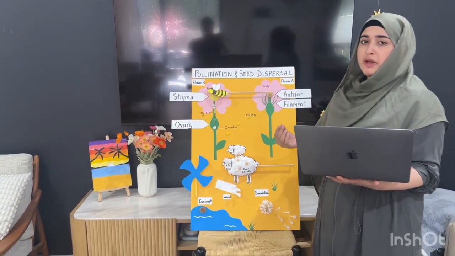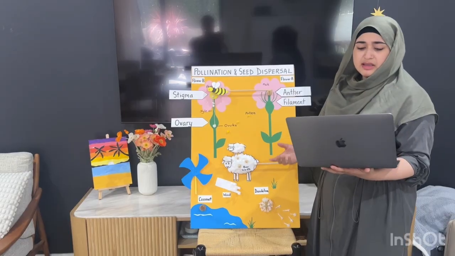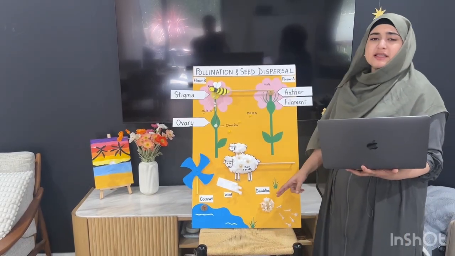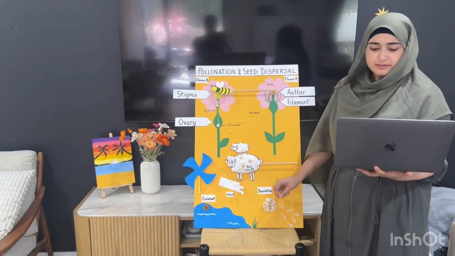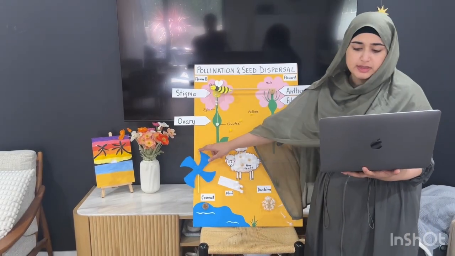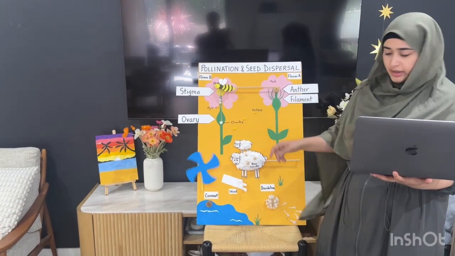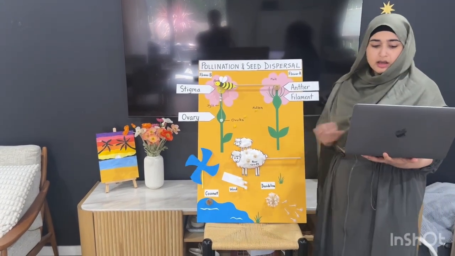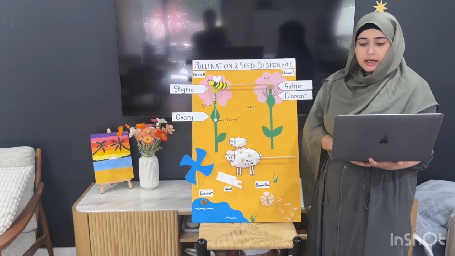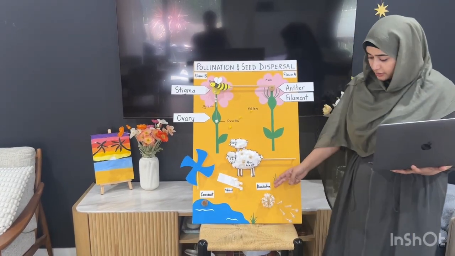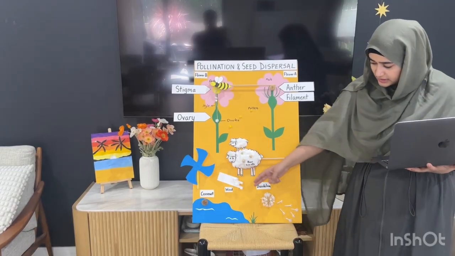Let's talk about wind dispersal. This tissue parachute represents a dandelion seed. As you can see here, watch as the fan blows, just like the wind in nature. The parachute shape of the dandelion lets the seed float gently through the air. As you can see, the model is demonstrating.